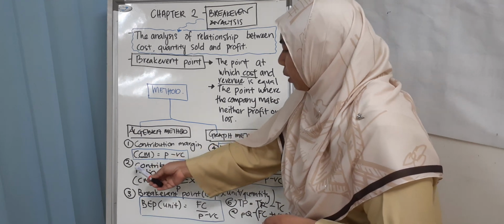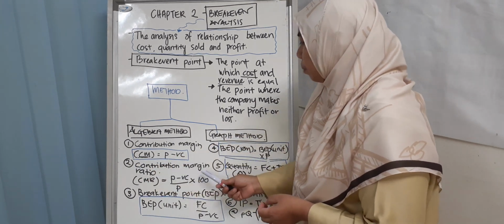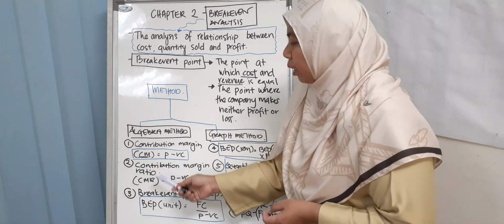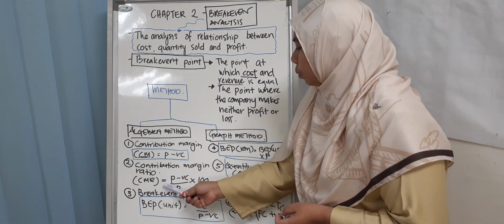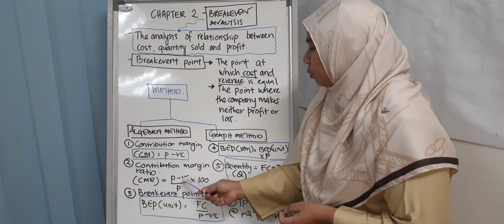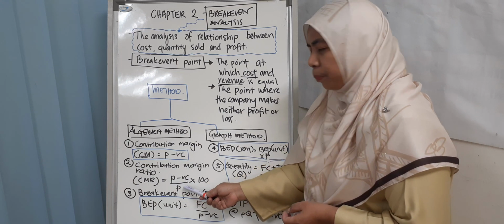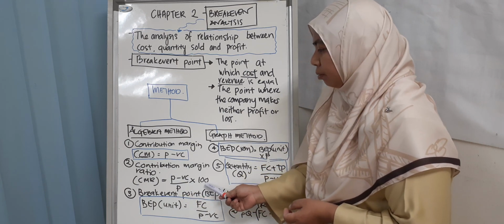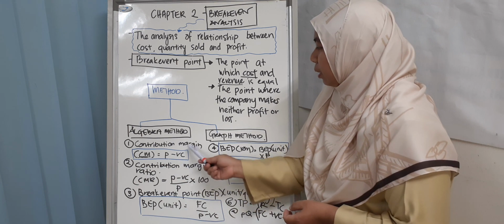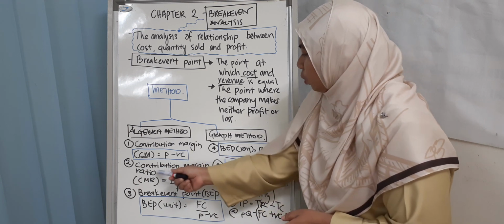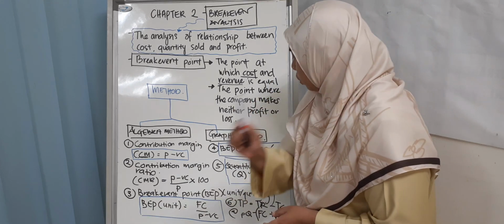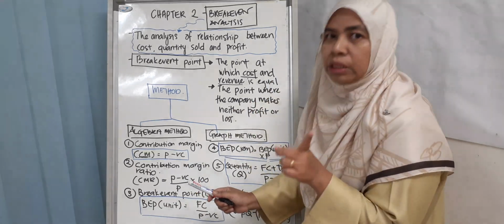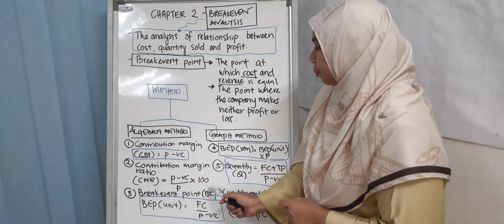The second one is the contribution margin ratio, CMR. CMR is equal to price minus variable cost, divided by price, times 100, right? This one is a ratio, so you have to divide by price. Remember, variable cost is still per unit, 1 unit, right?